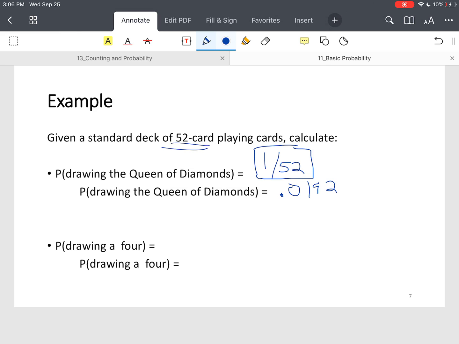So the second example, the probability of drawing a 4. Right, in the standard deck, there are 4 fours. You've got 52 cards. You always simplify your fraction. So that's 1/13. That's your fractional solution. Your decimal form is 0.0769. And again, that's to 4 decimal places.